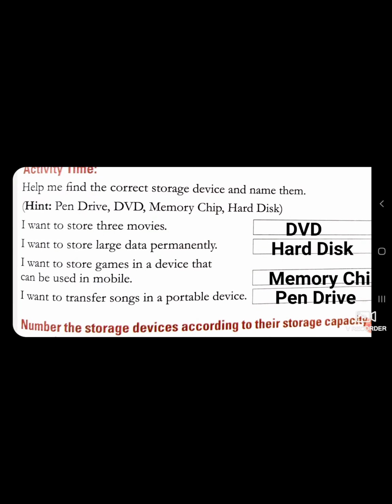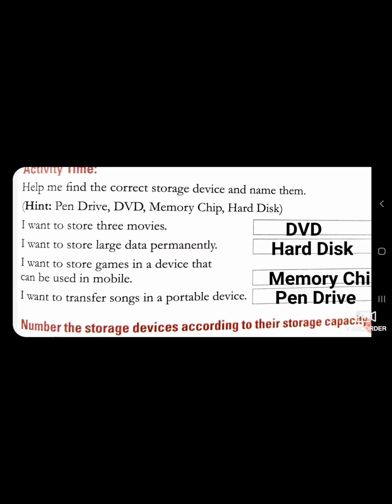Okay students, now come to the next part. Help me find the correct storage device and name them. You are given with some options. You have to write down the correct one in front of the line. Number 1. I want to store 3 movies. My dear students, if you want to store 3 movies, it means it is a less data. So where you can store it? We can store it in a DVD. So write down DVD.